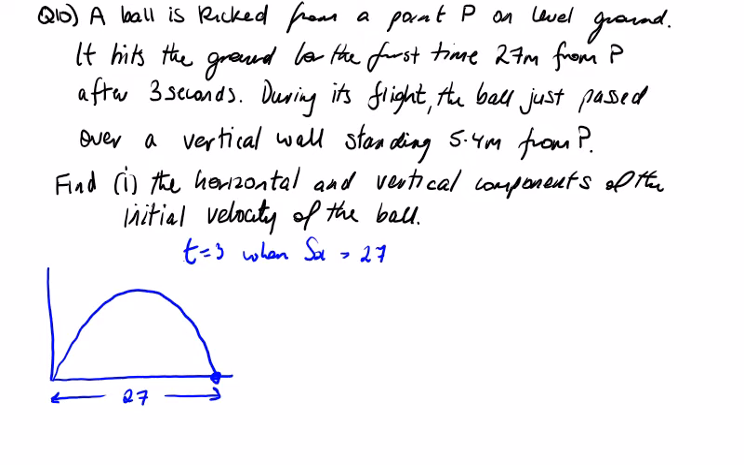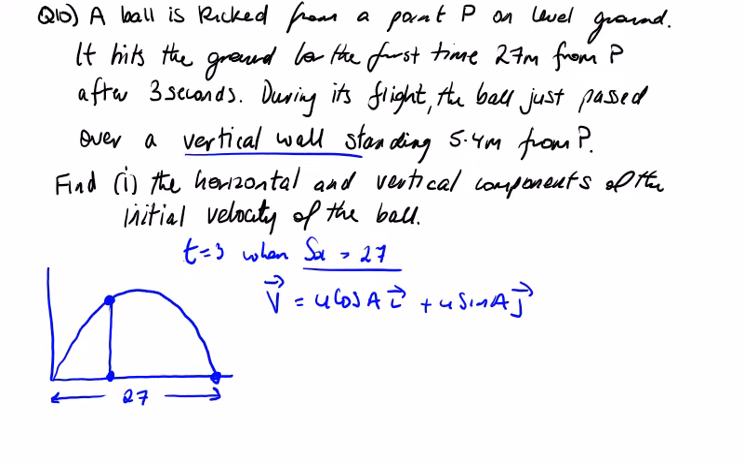And again, there's going to be a vertical wall here, 5.4 meters from P. We'll put it here for now. So let's look at our initial vector. It is equal to u cos alpha times i, and we haven't been given u or alpha here, so plus u sin alpha times j. We have been given s of x. s of x is equal to ut, which is equal to 27.